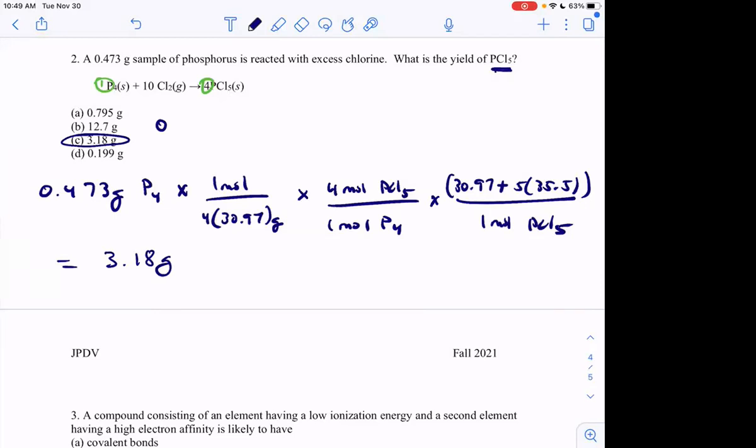Mass of A to moles of A, moles of A to moles of B, moles of B to mass of B. Questions?